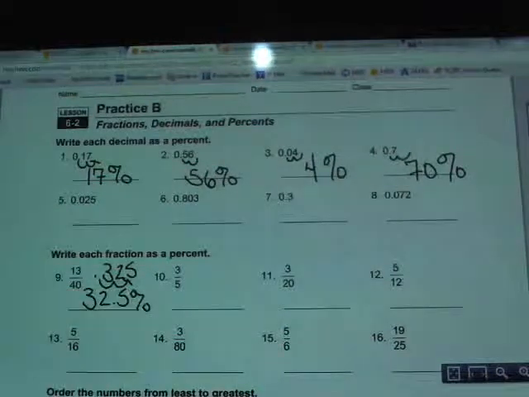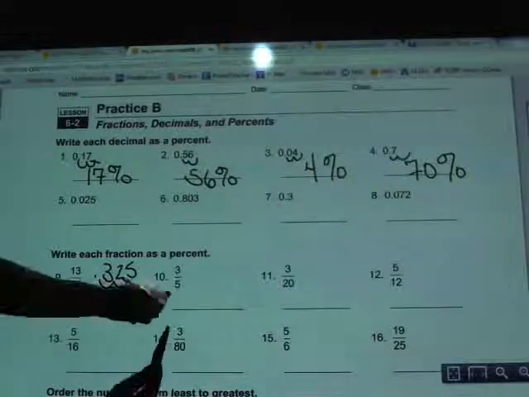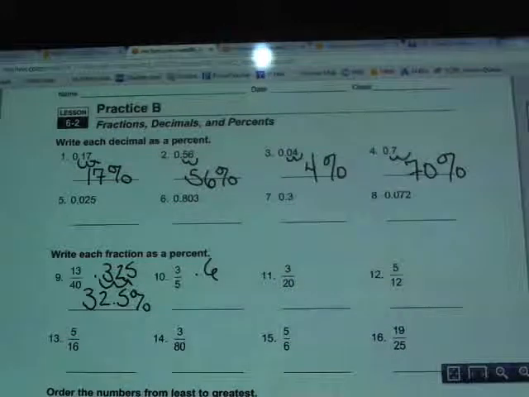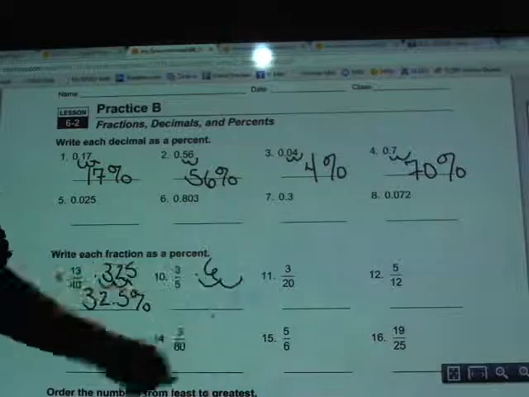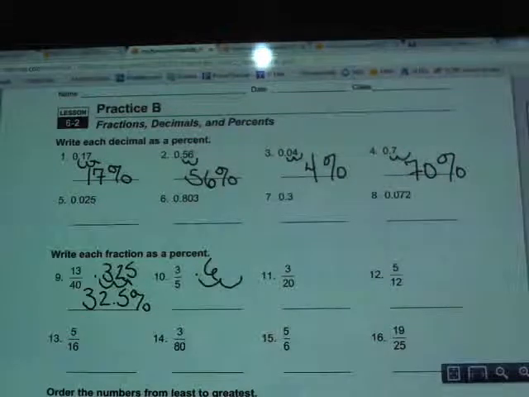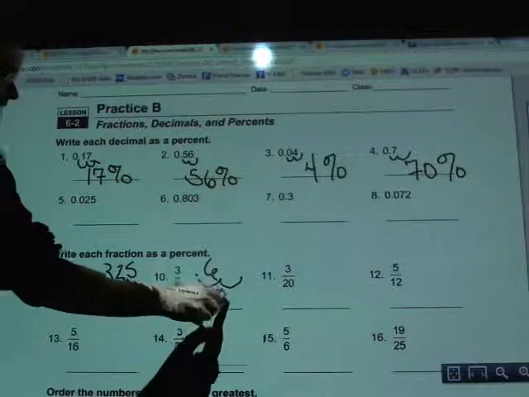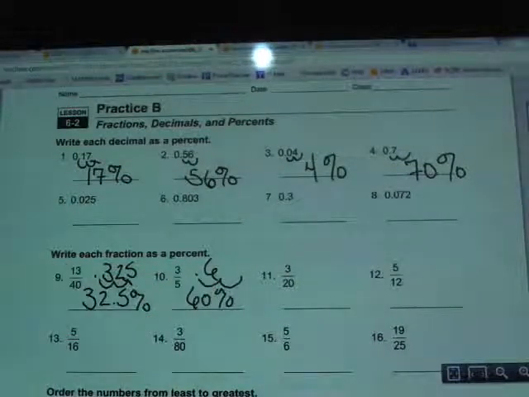So I go 2 to the right and add a percent sign, and I end up with 32.5%. Now in number 10, where we've got 3/5, I'm going to start off by doing 3 divided by 5, which is going to yield a result of 0.6. And now I'm going to move that decimal 2 times to the right and add a percent sign. Now, as we saw in question number 4, that second jump is an empty jump. So we have to fill it in with a number. And of course, that magic number is going to be 0. So that's going to change it to 60. And then I'm going to add a percent sign after it for 60%.